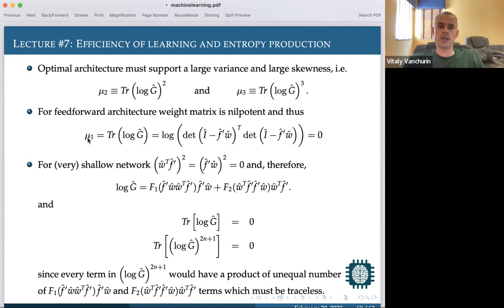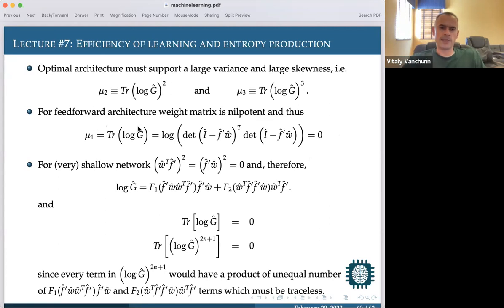Okay, so the first one, mu1, is just the trace of the log of G. Well, that will always be 0, because the trace of the log is the log of the determinant. Now, the determinant of the product of two matrices is the product of the determinants, and each one of them will just be equal to 1 because of the nilpotency of the weight matrix. So that's simple. That doesn't change regardless of whether you're dealing with deep or shallow. It's all the same. Now, it will change once you have unconstrained networks, where the matrix is not nilpotent, and so you can have an additional non-zero value here.